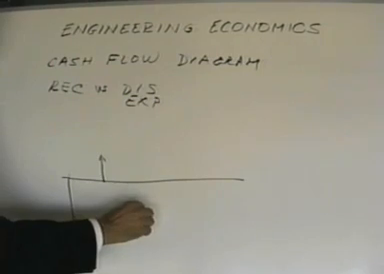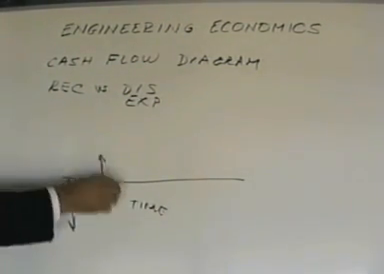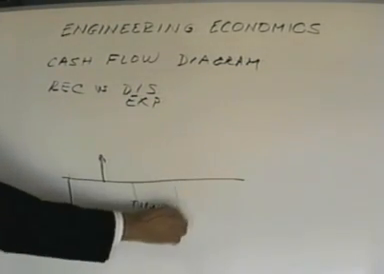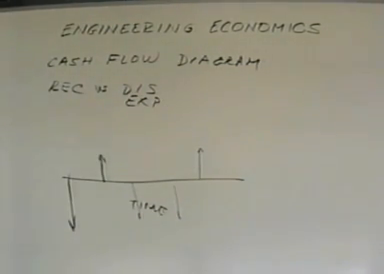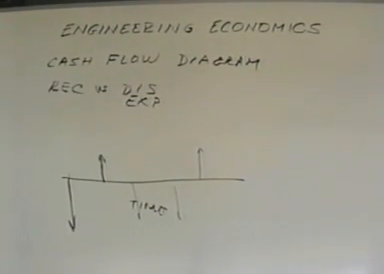Usually this is a time axis. So it tells you that you spent this much money on this day, you got this much money coming in here, you got this much going out, and this much going out, this much coming in. This is a typical example of a cash flow diagram. The horizontal line represents time, and the vertical lines indicate the receipts and disbursements.